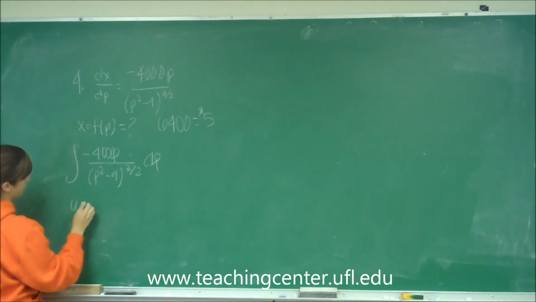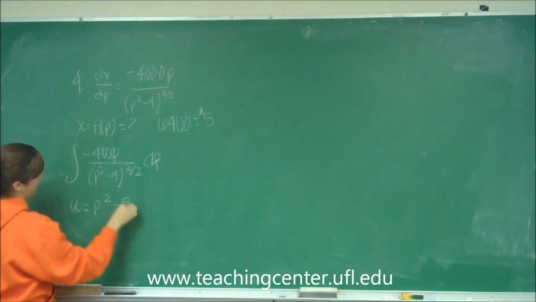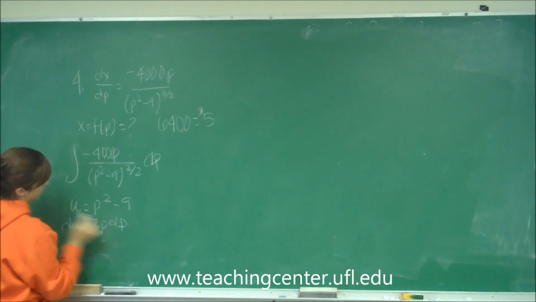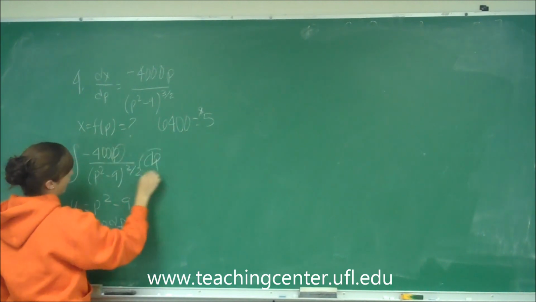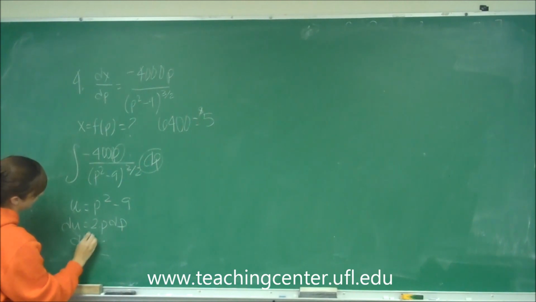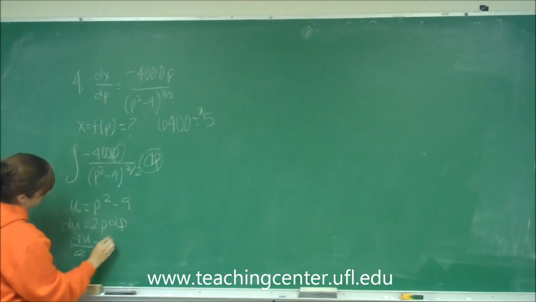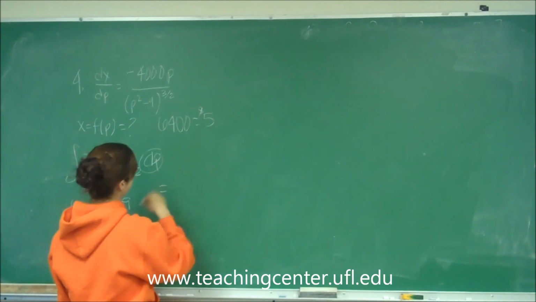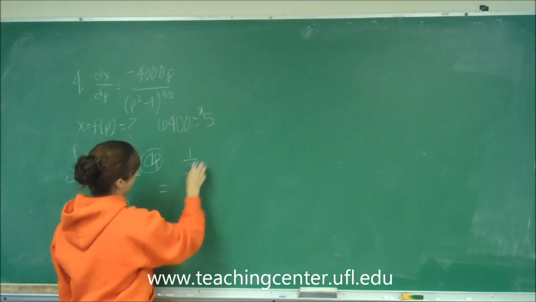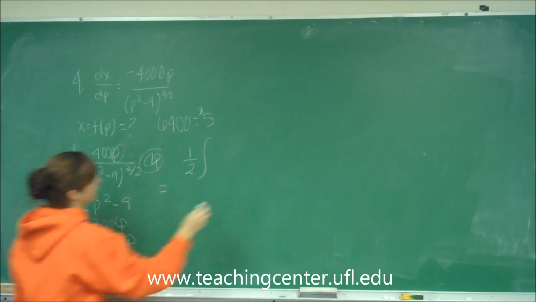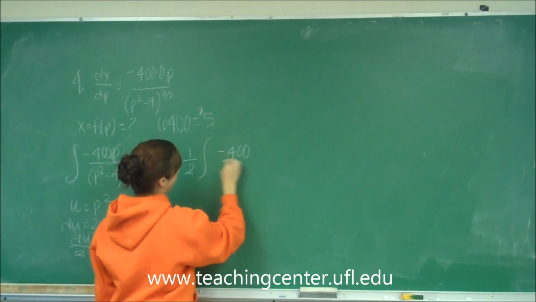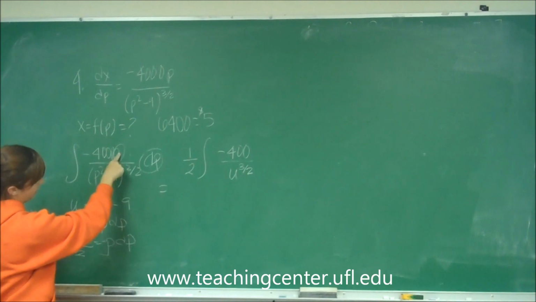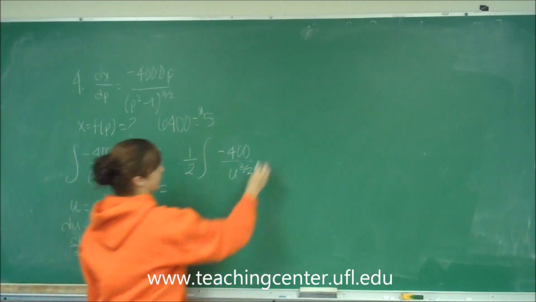Let u equal p squared minus 9, the inside. So du would be 2p dp. I have the p and the dp, so I can divide by 2: du over 2 equals p dp. So I now have 1/2, because I divided by 2, times negative 4,000 over u to the 3/2, because the dp and the p are there, and du.